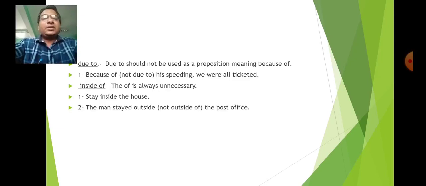Due to should not be used as a preposition meaning because of. Because of, not due to his speeding, we were all ticketed. Inside of, the of is always unnecessary. For example, stay inside the house, the man stayed outside, not outside of the post office. This means there is no need to use inside of, because inside is already a complete preposition which is to be used in a proper way.